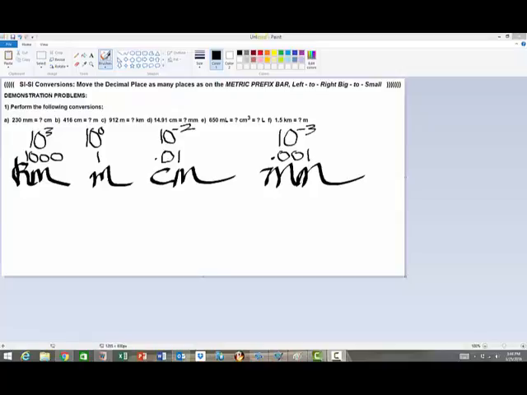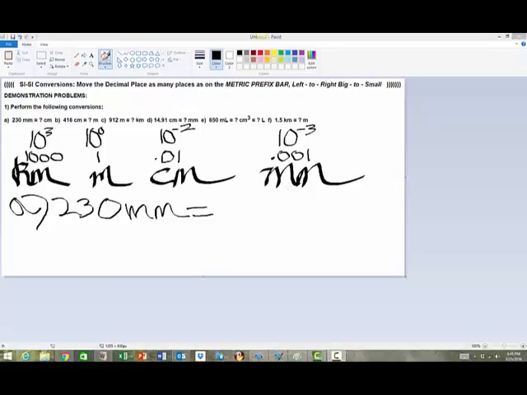If dealing with length, the SI or metric base unit is the meter. The basic part of the prefix bar for length is the kilometer, then the meter, centimeter, and millimeter. There are bigger and smaller units, but for the most part, that's what we will use.